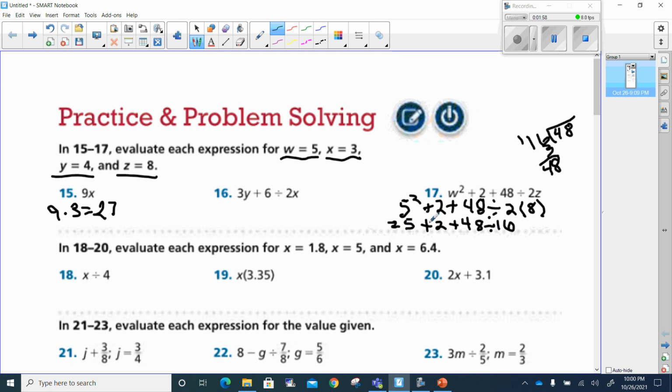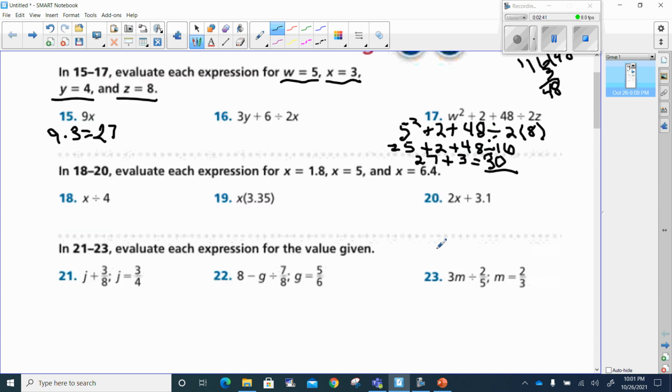So now we have 25 plus 2 plus 48, and let's put this all together. 25 plus 2. Why don't we just do those together real quick? 25 plus 2 is going to give us 27. And we said 48 divided by 16 was 3, so we're adding this to 3. And 27 plus 3, well, that's easy. That's 30. So our answer is going to be 30.